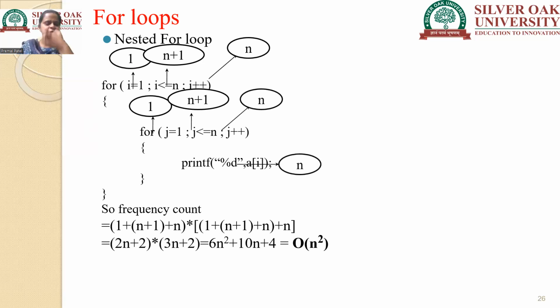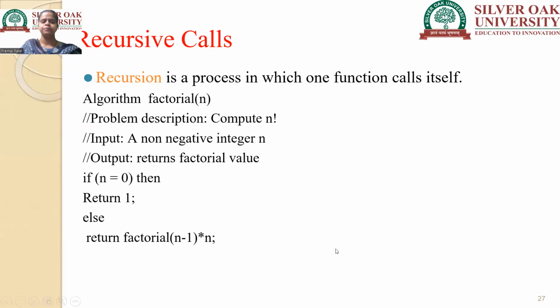So now if we are using a nested for loop, the outer for loop and the inner for loop will be individually added and then multiplied with the outer for loop. So you can see here this is 1, n plus 1, n multiplied with this 1, n plus 1, n, and this n. And if we solve that, we will get big O of n square.